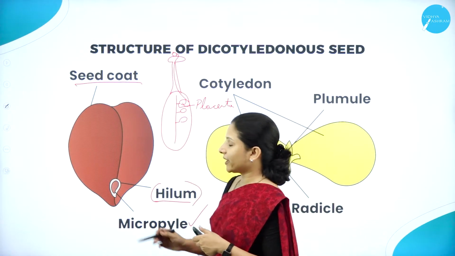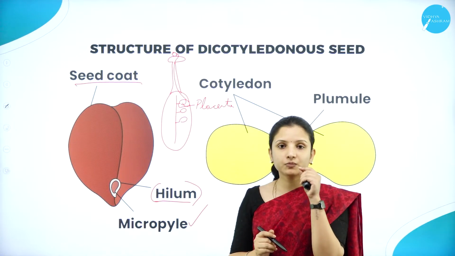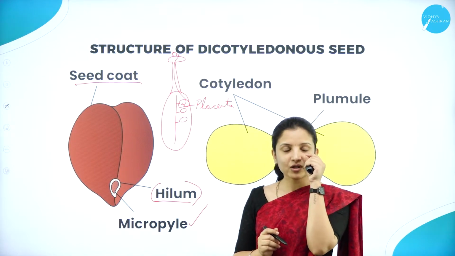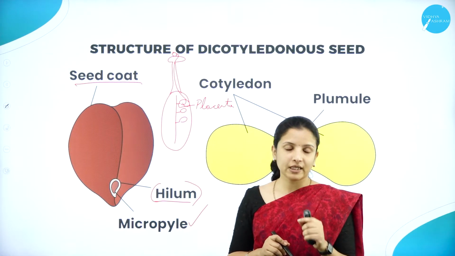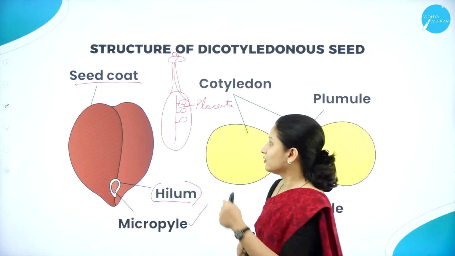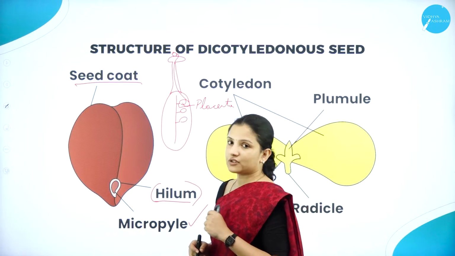And that micropylar opening, if you keenly observe a seed, you can find a small pin-sized hole in the seed. That is nothing but the micropylar opening that is left behind on the seed coat. So these are the different structures of the seed coat.